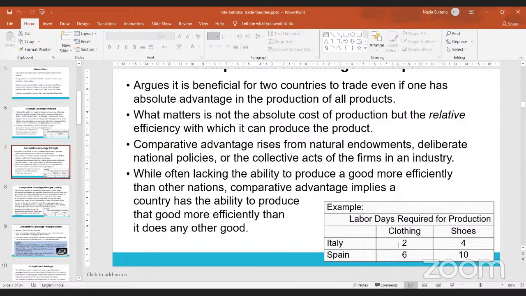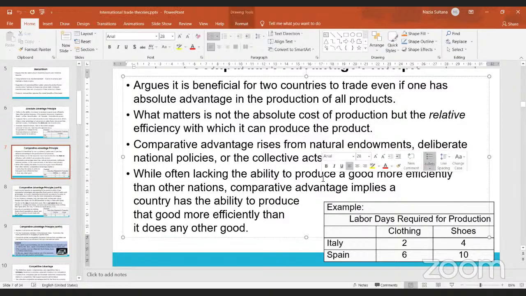good at producing clothes in 2 days, in what sense is Spain good? So therefore, you will make a comparison. Clothing and shoes: Italy takes 2 labor days to produce clothes and 4 labor days to produce shoes, whereas Spain takes 6 labor days to produce clothes and 10 labor days to produce shoes. Just by looking at this, you can tell which country has more advantage over the other in production of both items, be it clothes or shoes.